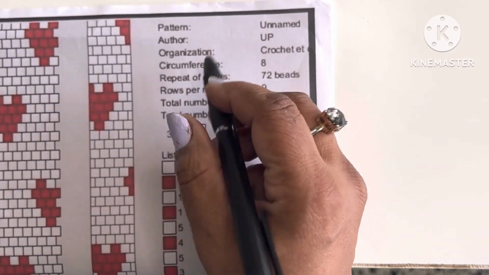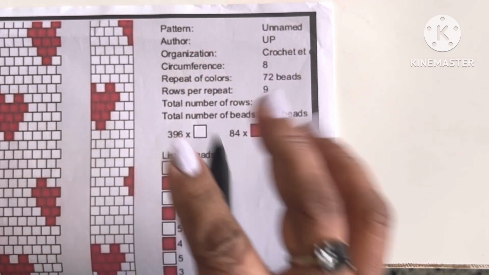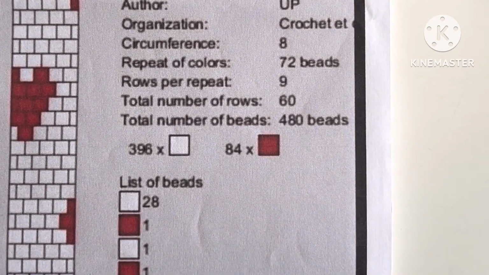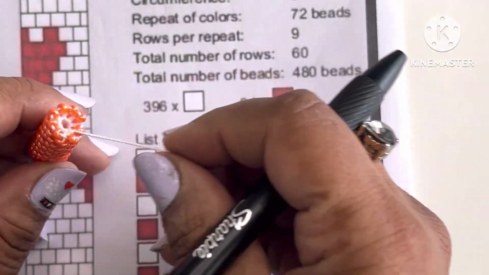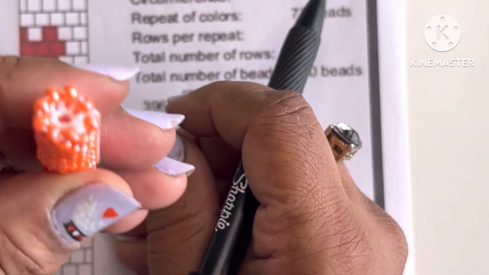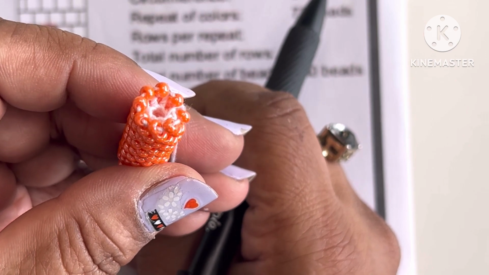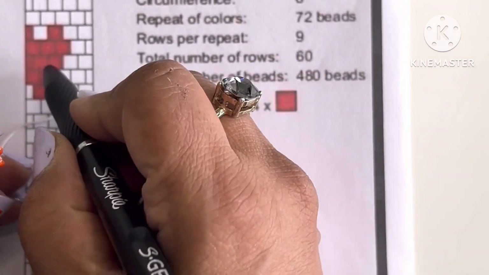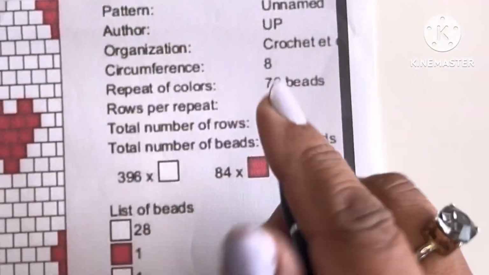And circumference means the number of beads per row, that is an 8 bead crochet rope. See, in a rope there will be 8 beads in the circumference. Can you see here there are 8 beads around here. So there will be 6 beads or 10 beads, like that it will be different. So this is the 8 bead rope.